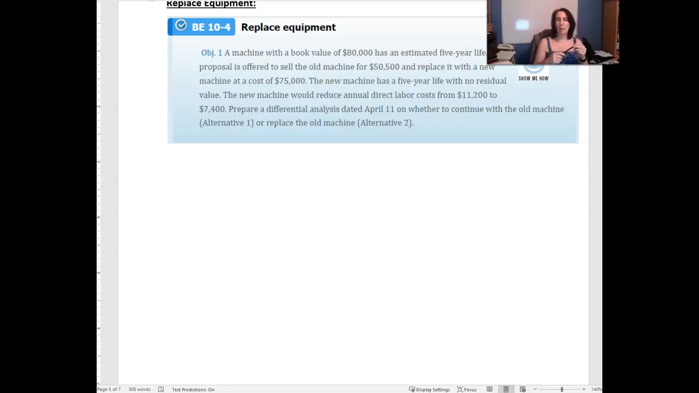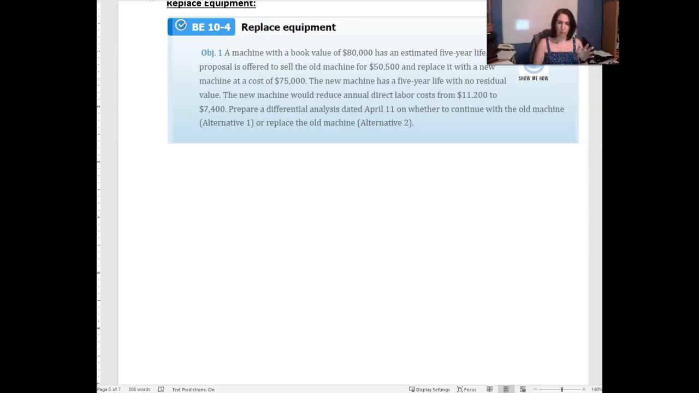A machine with a book value of $80,000 has an estimated 5-year life. A proposal is offered to sell the old machine for $50,500 and replace it with a new machine at $75,000. The new machine has a 5-year life, no residual value. The new machine would reduce annual direct labor costs from $11,200 to $7,400.